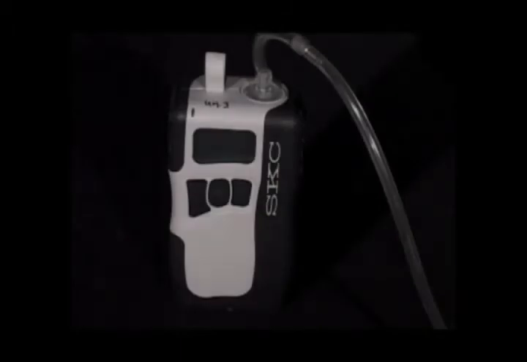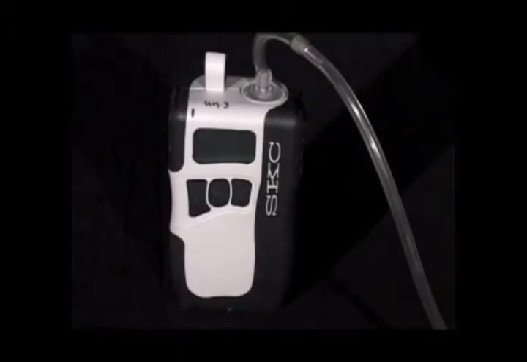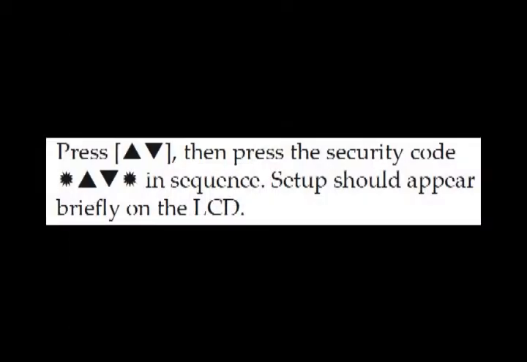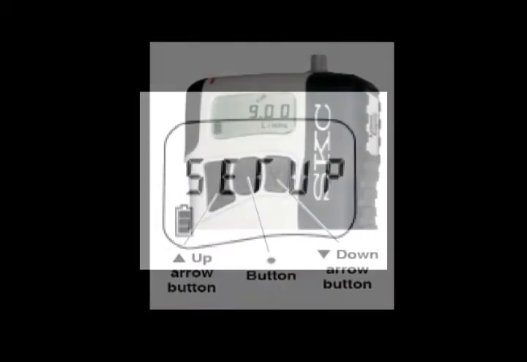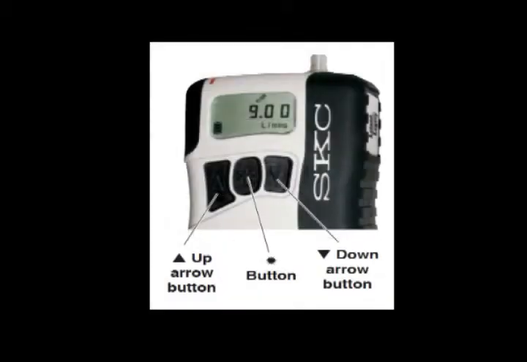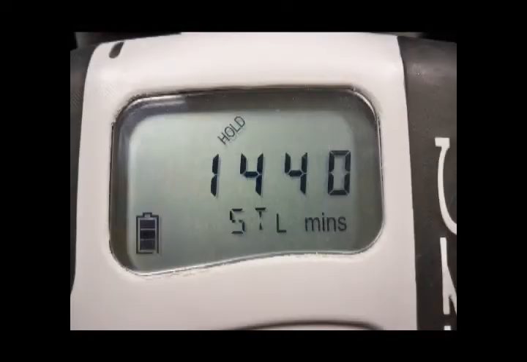There are two ways to program the Leland Legacy pump. Put the pump in hold mode by pressing any button. To get into setup, press the buttons in the passcode sequence. The screen will display setup if done correctly. Use the star button to move through the different setup screens. Press it repeatedly until you reach a screen with the letters ST at the bottom.